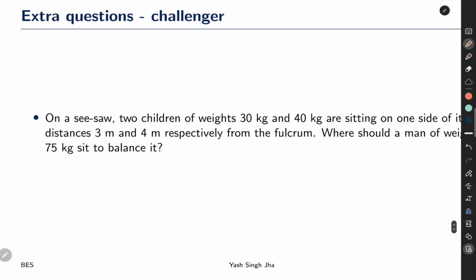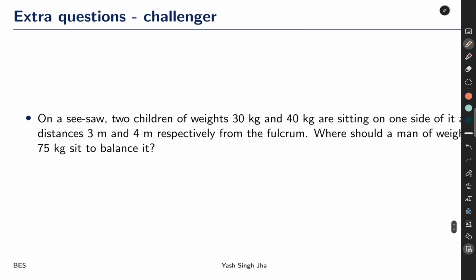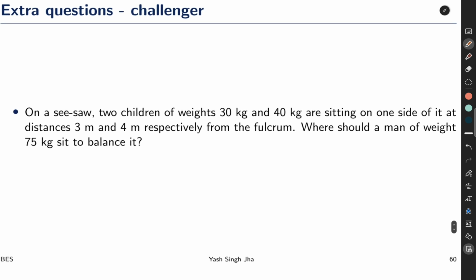Okay, now there are a few interesting questions that I found with respect to the first chapter. I would like to call this section the challenger section. It would require you to think a bit. So let's get on with it. Let's see how it goes.